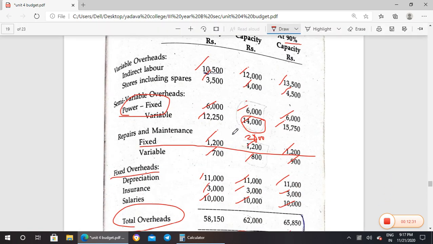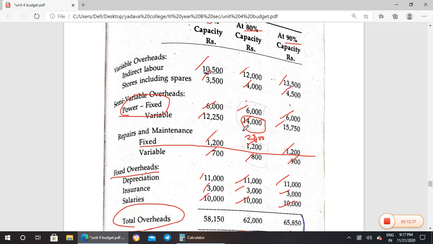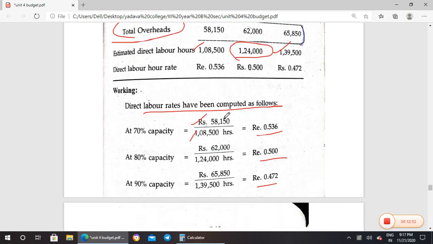Once again I will repeat it: fixed cannot be changed. If we have a variable, it has to be calculated by the same method: the given amount into the required percentage, divided by the given percentage. That is the procedure for variable. Fixed only cannot be changed. So shall we move on to the next problem?